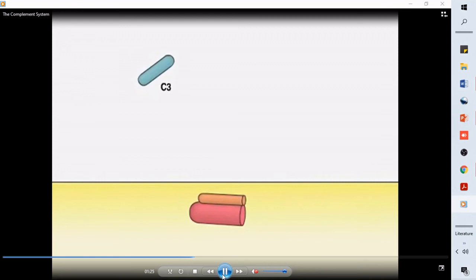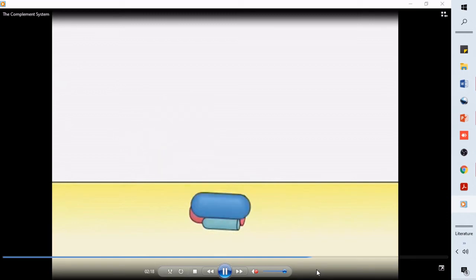So this complex is called C3 convertase because this complex is now going to cleave the next complement factor. So again, the bigger part, C3B, is retained, and C3A is released as anaphylatoxins. So this is a chain of events that is being followed. So ये पूरा कॉम्प्लेक्स को बोलेंगे C5 convertase.